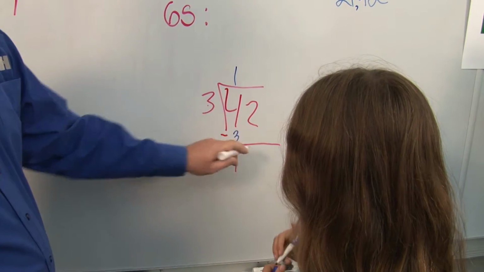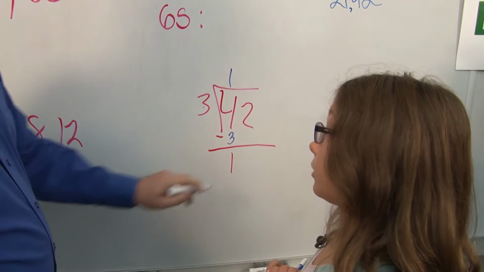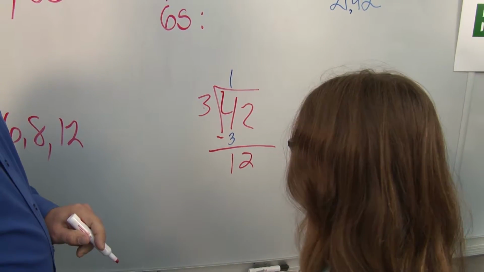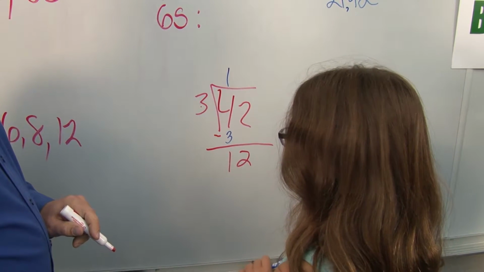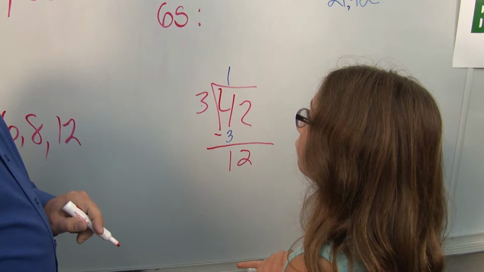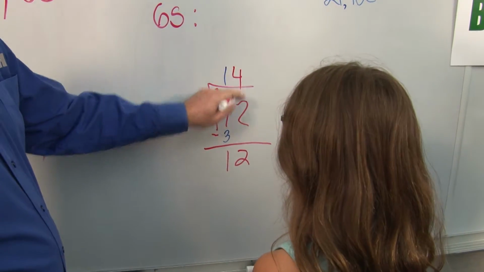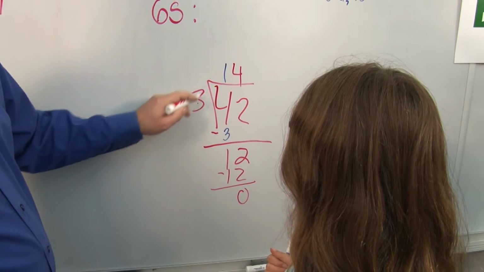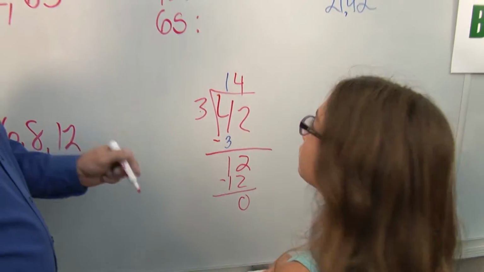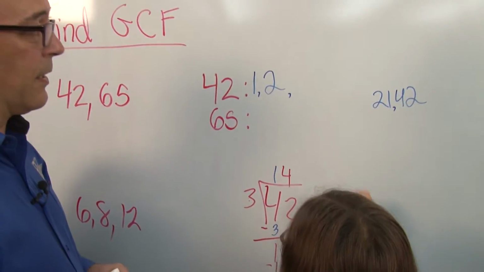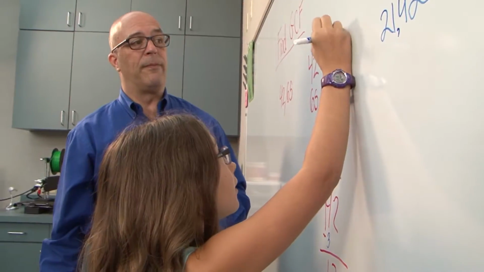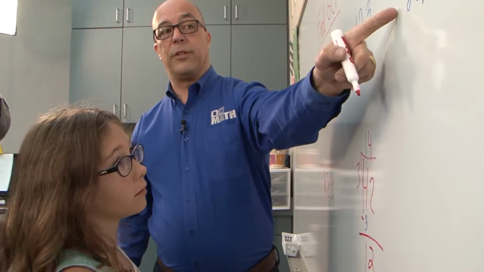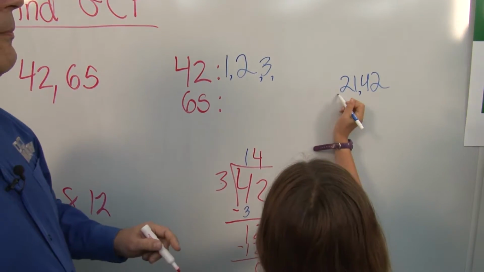And then what do you do with that 2? I bring it down. So now how many times does 3 go into 12? 4 times, right? So 12 minus 12 is 0. So 3 does go into 42, how many times? 14 times. So what do we have to put after the 2? 3. And it's going to be 3 times what? 3 times 14. So the 14 we're going to put over here. Do I put a comma? Mm-hmm.